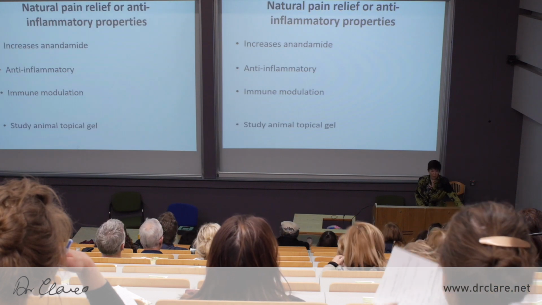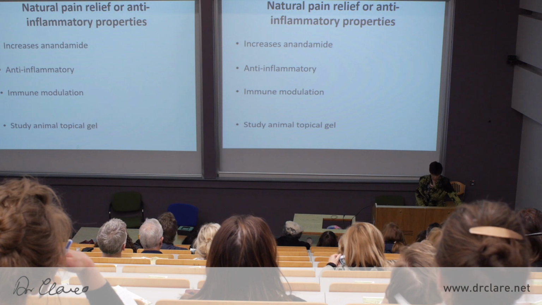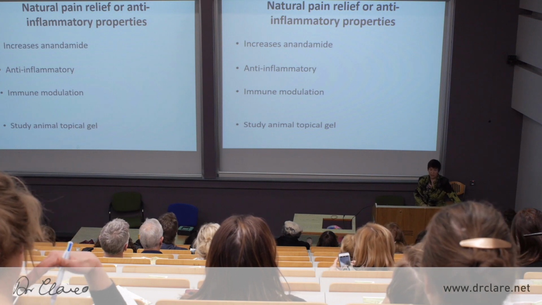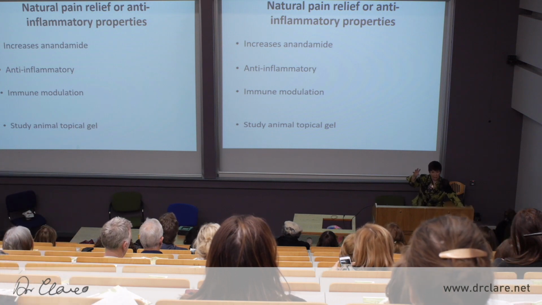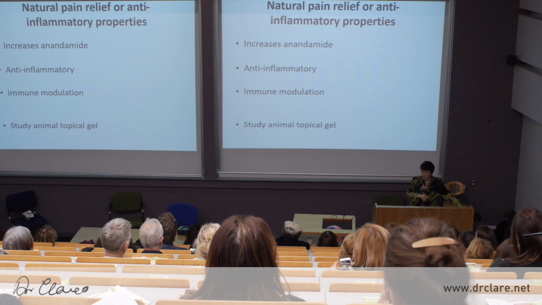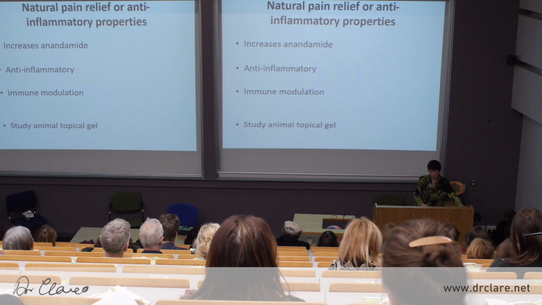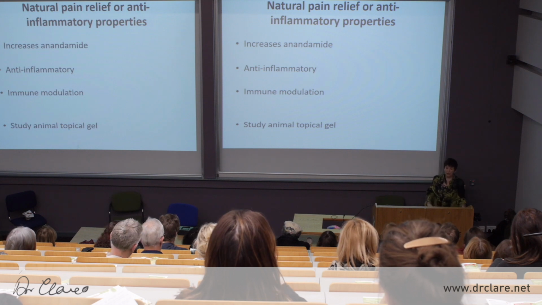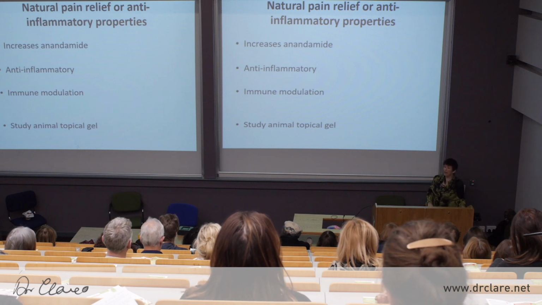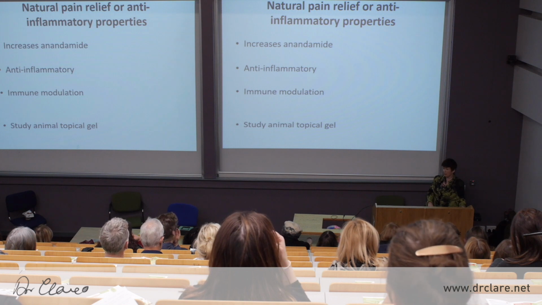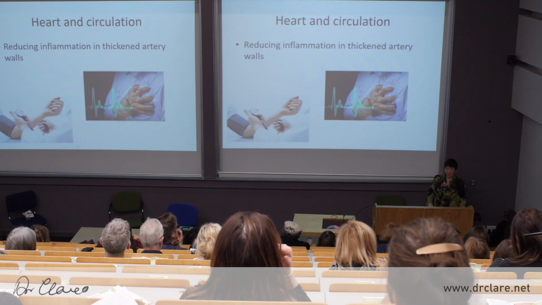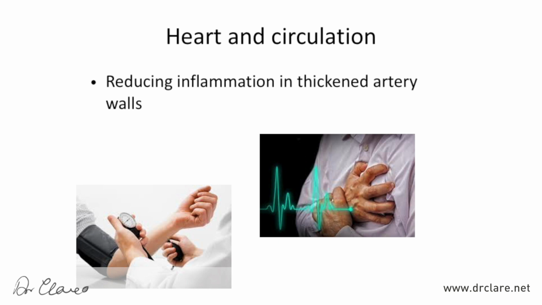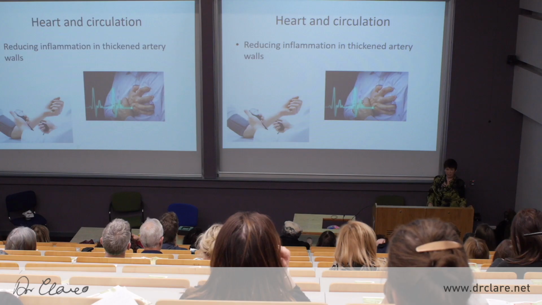We've talked about increasing the anandamide, the immune modulation, and there's one animal study. See, previously I was talking about endocannabinoids. This is evidence for CBD. There's one animal study for a topical gel, but otherwise the studies have demonstrated these other actions for actual CBD. Okay. Reducing inflammation and thickened artery walls. How relevant is that?